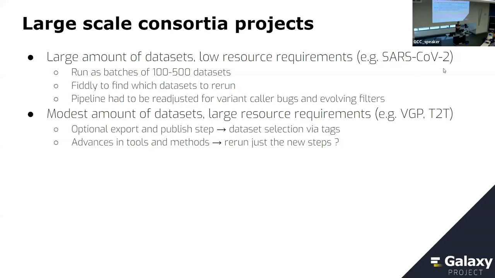Or we have the other set where we have a modest amount of data sets, but really large resource requirements, like the VGP project or telomere to telomere, where for instance we have an optional export and publish step. That step consumes a lot of data sets. The way we've done it is through tags, but it's a little finicky. It's not ideal. It would be much faster if you said, okay, we're going to run that workflow again, including the export steps, because we're not generating new data, this is so much easier.